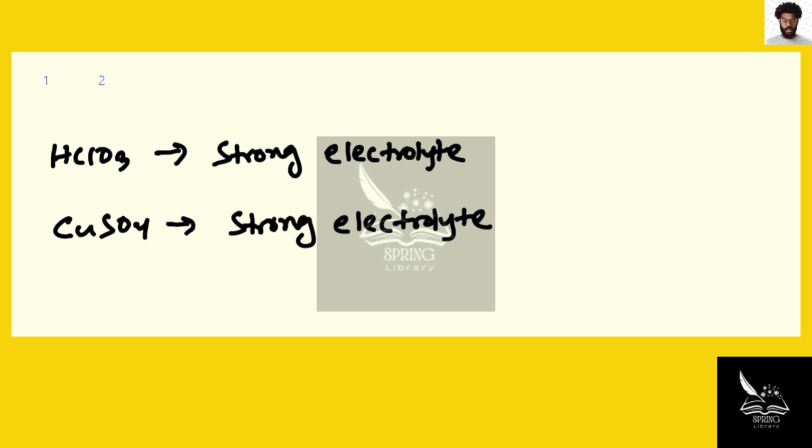And finally, we have sucrose, which is C12H22O11. And it being an organic compound, it will not be ionized in its aqueous solution, and it will not produce any ions, and that's why it is a non-electrolyte.